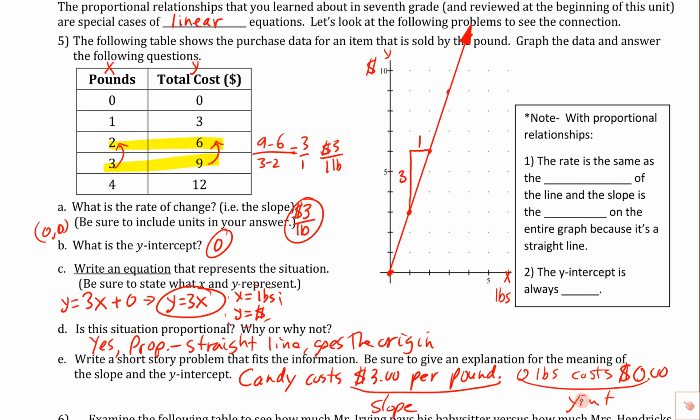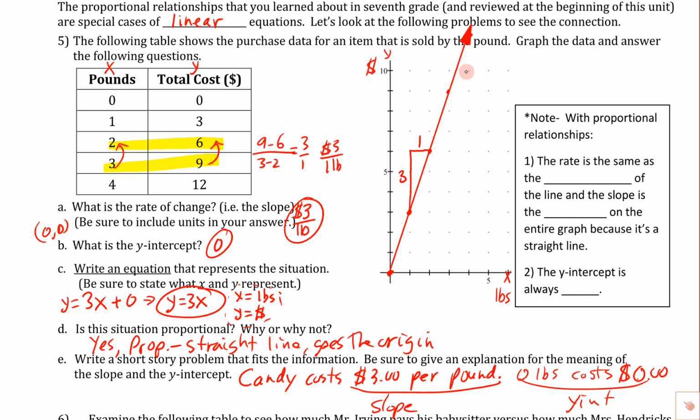The slope indicates how steep the line is, or it's the rate, and the y-intercept indicates kind of like the starting point, that it starts out at 0, 0. So whenever we have a proportional relationship, it's got to start out at 0, 0, and then it's got to be a straight line from there.